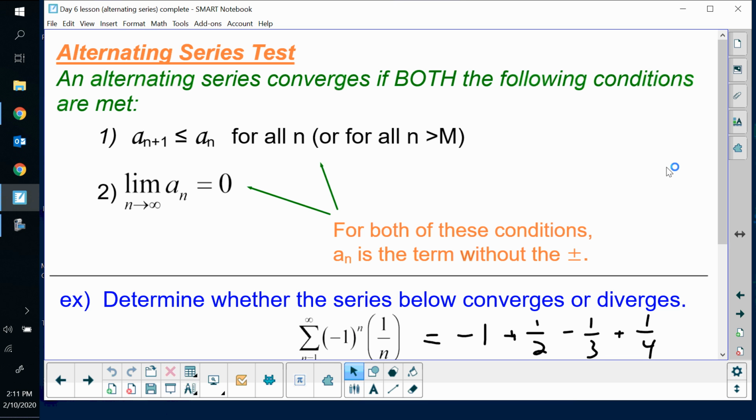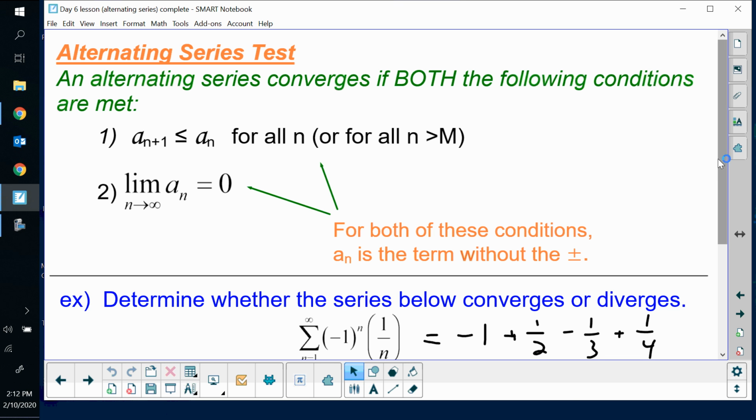Now what it says in the parentheses, for all n greater than m, basically that needs to be true eventually. Because every now and then, maybe somewhere in the first couple terms, there might be one or two terms that get bigger for a second just based on the makeup of the expression, and then it starts getting smaller. As long as eventually they keep getting smaller forever, then you can apply the alternating series test.